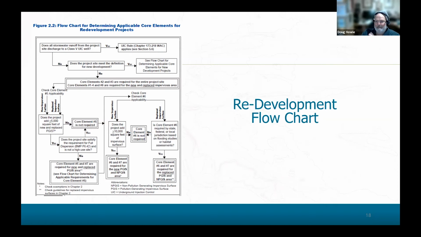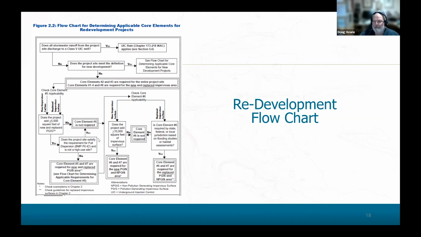And then we look at 5,000 square feet of new and replaced. And then we have that same deciding point here. And then we come down here and identify, are we required for new and replaced PGIS areas? So now, how do we define replaced impervious surface? There's a definition in the glossary for replaced impervious surface in Eastern Washington. So you need to look at that definition. It's not identical to that of Western Washington.